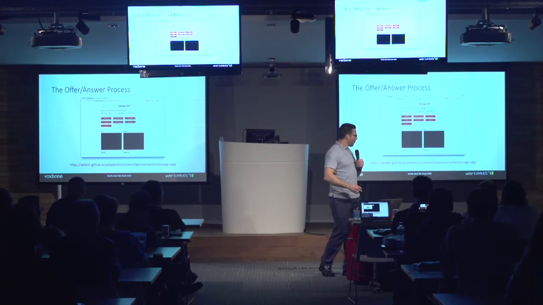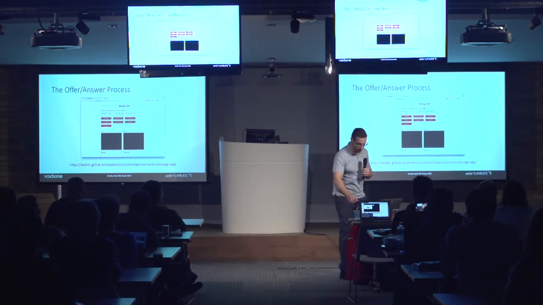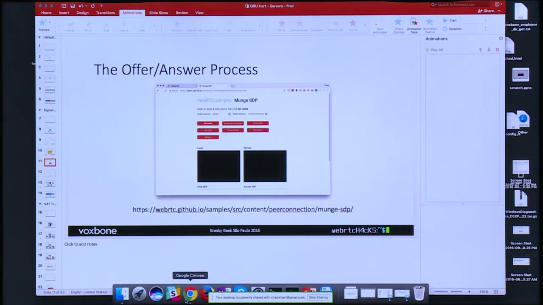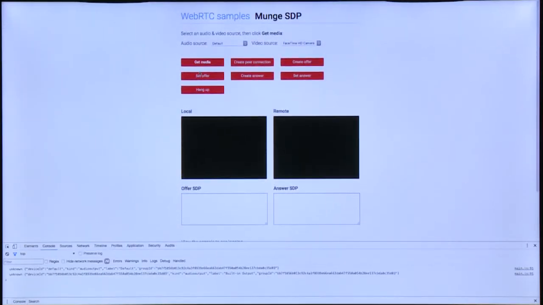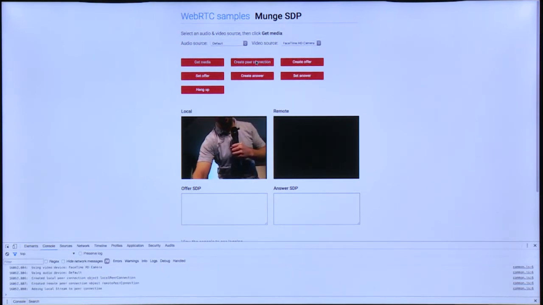One of my favorite ways to illustrate this is using one of the official Google sources on GitHub. Here, I'll just load up my browser. I like this because it walks through the process that you saw Herman present previously, step by step. We start by getting the media, that's our getUserMedia, and you see our screen here. Then we create a peer connection.